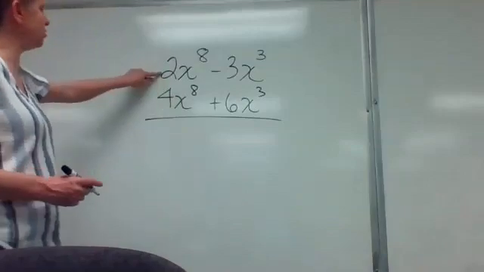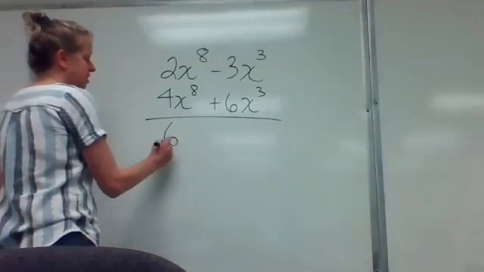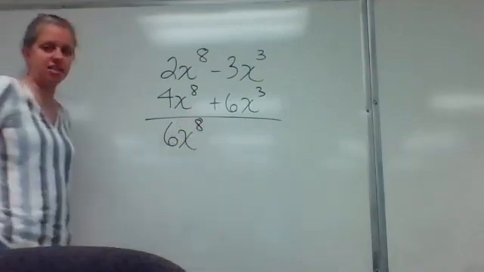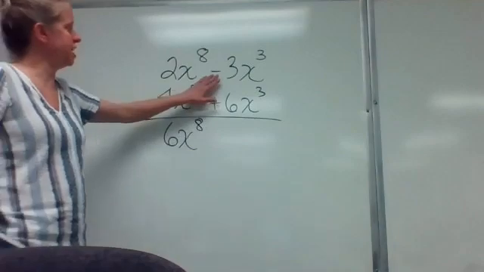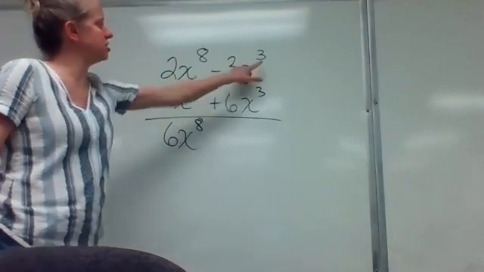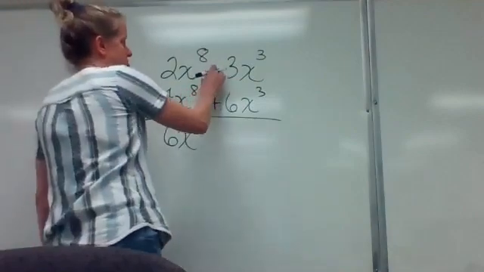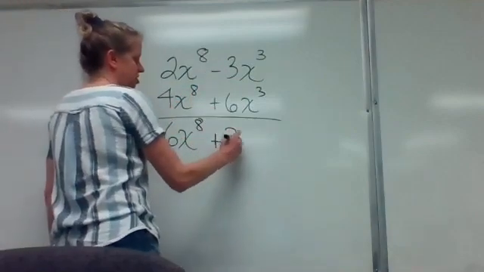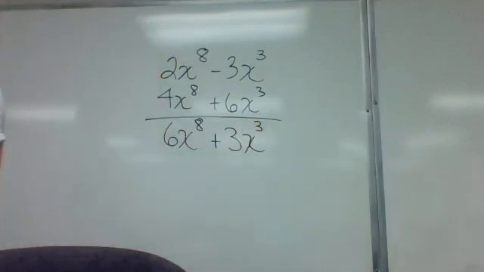So here, if you have 2x to the 8th and you add that to 4x to the 8th, then you just have 6x to the 8th. And then same thing here. If you've got negative 3x to the third, then you add that to 6x to the third. So you just do negative 3 plus 6, which just gives you 3x to the third.